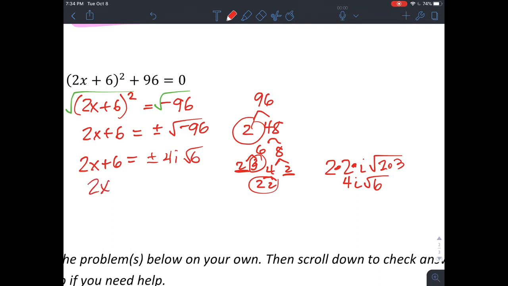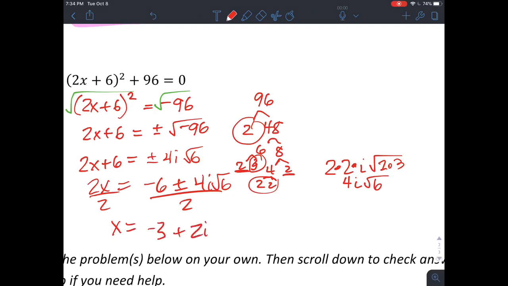So subtract 6 from both sides, or I would just write it as negative 6 plus or minus 4i times the square root of 6. Divide everything by 2. You can divide every factor in there by 2, so it ends up being negative 3 plus or minus, I forgot the minus there in my writing, 2i times the square root of 3.